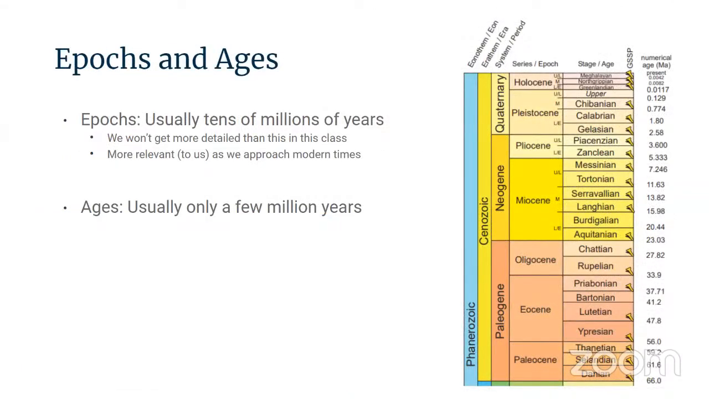So we can break things down smaller, and if we were doing really specialized research, we would want to know this. Epochs are usually tens of millions of years. Ages are only a few million years. When we talk about primates and humans, we'll probably talk about epochs. But other than that, we're going to stay more at periods for our older stuff. Basically, as we approach the present day, we have better data, so we can study things in more fine grain.